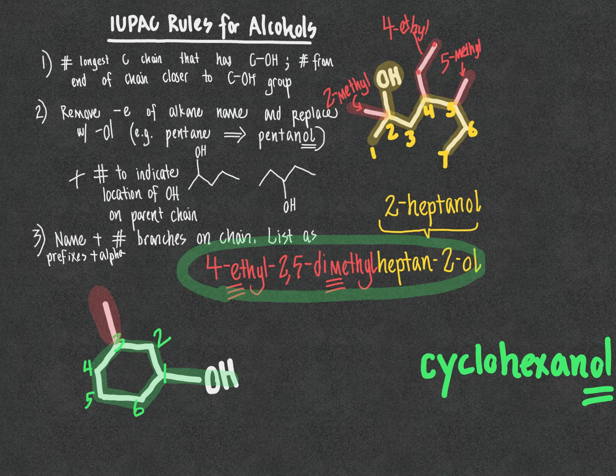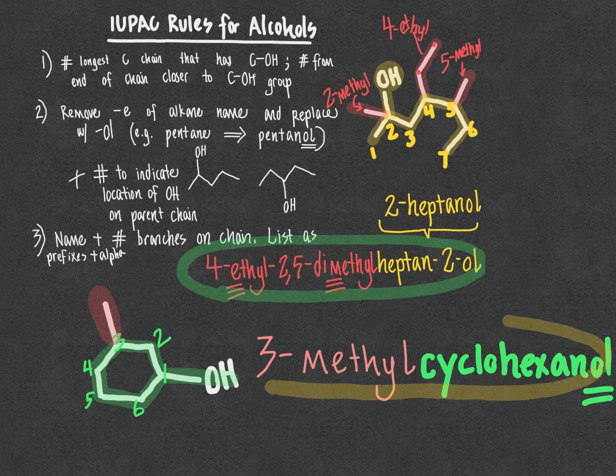And then to determine the full IUPAC name for this molecule, what we will do is specify the name and location of the branch, much like we did with acyclic molecules. So we'd call this 3-methylcyclohexanol as the complete and full IUPAC name for this cyclic molecule.